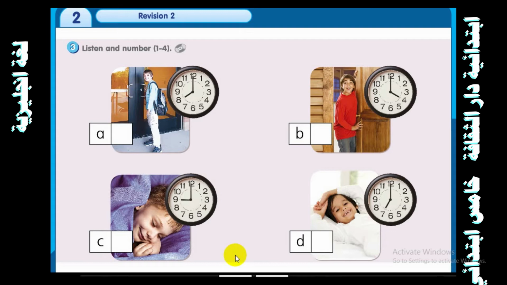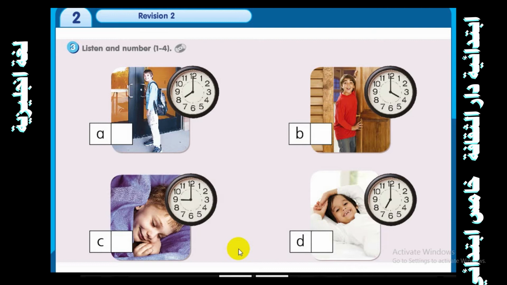Okay, be ready. 1. What time do you get up? I get up at 7 o'clock. 2. What time do you go to school? I go to school at 8 o'clock. 3. What time do you go home? I go home at 4 o'clock.